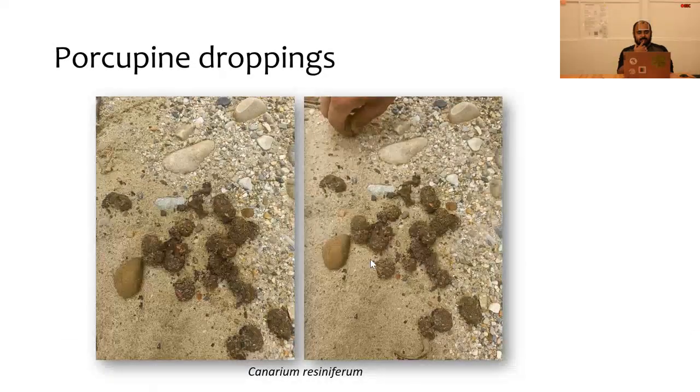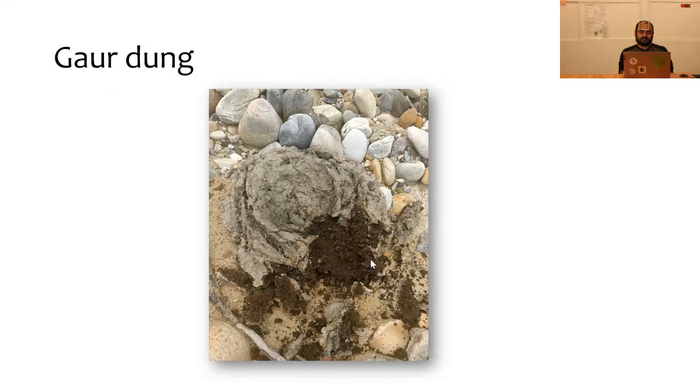Now this is the porcupine droppings. You can see there are brown threads in the dropping, and this is basically Canarium seeds. They chew all the seeds, and from their droppings you find this kind of thing. Now this is old goat dung, so sometimes you also find seeds in their dung, and lots of people who are frontline staff in the forest department have told me that they have seen germination from goat scat also.